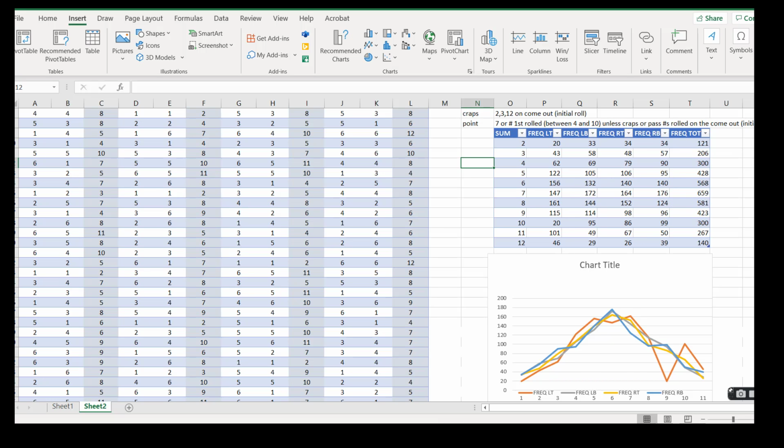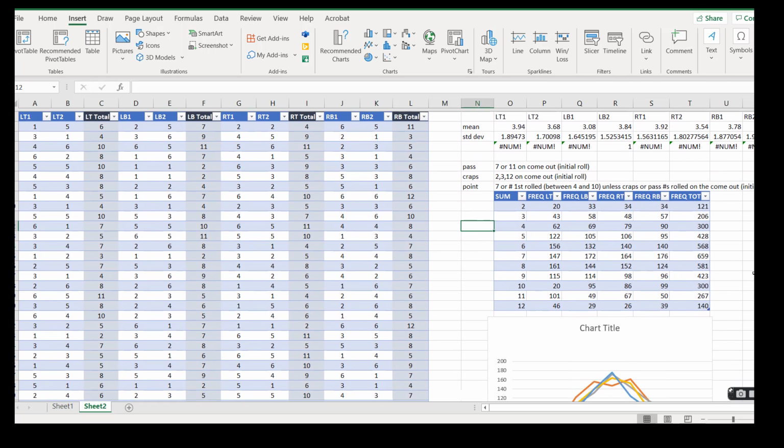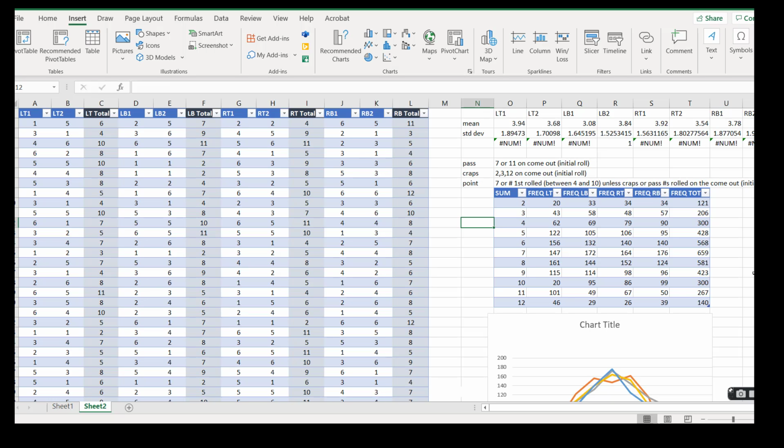And that's why the numbers 6 and 7, all these numbers in the middle here, are going to be your more frequent numbers. And that has a lot to do with whether you're going to put money on pass or put money where they don't get it. Okay?